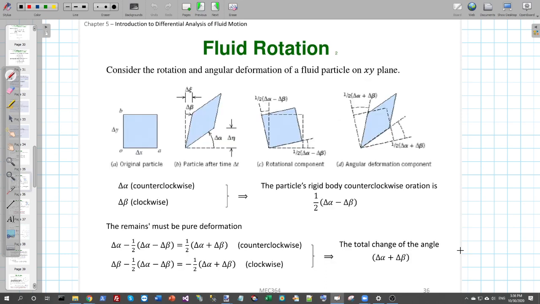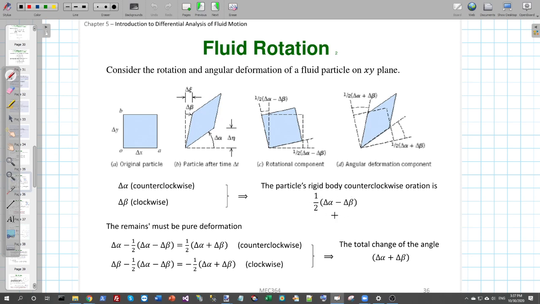And we're using this picture to derive the correlation between how to calculate the omega from the velocity field. Okay, and this picture is not only showing how to calculate the rotational angle. It's also showing how the angle is changed due to the angular deformation. And this 1/2 (delta alpha minus delta beta) is the change of the angle due to the rotation through a small delta t. The reason you have this minus delta beta is that this change of delta beta is in the clockwise direction, and delta alpha is in the counterclockwise direction. That's why you have the negative sign for the delta beta.